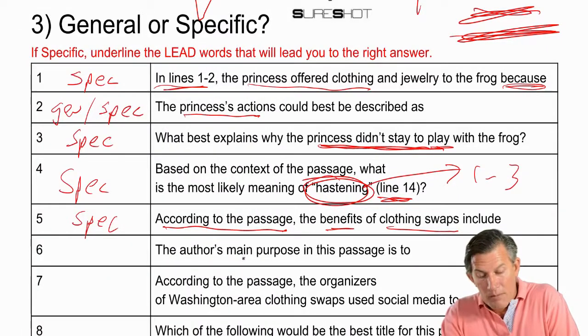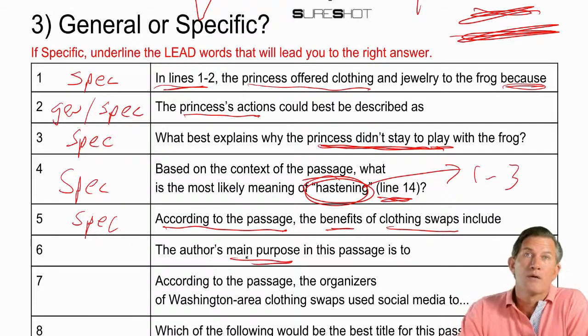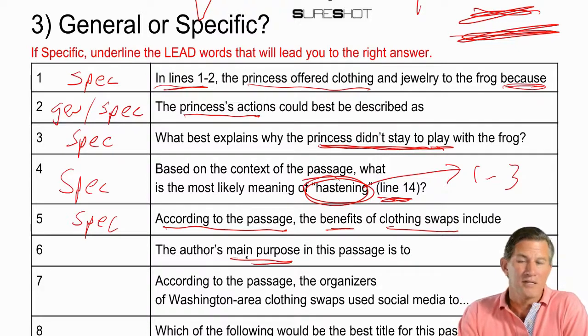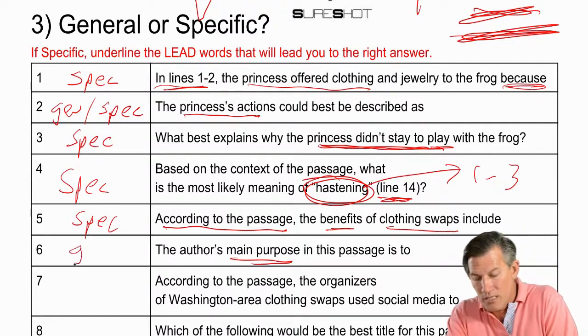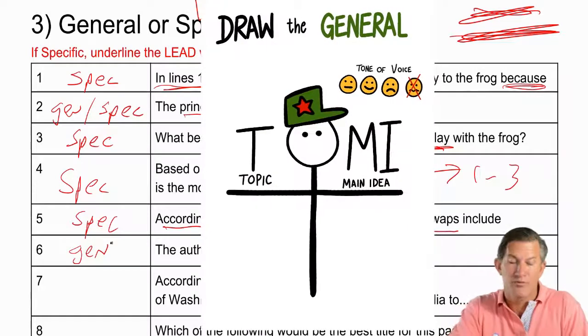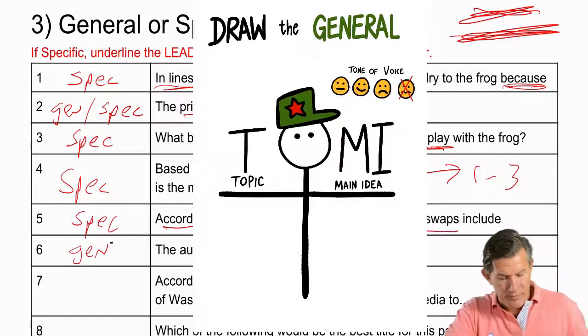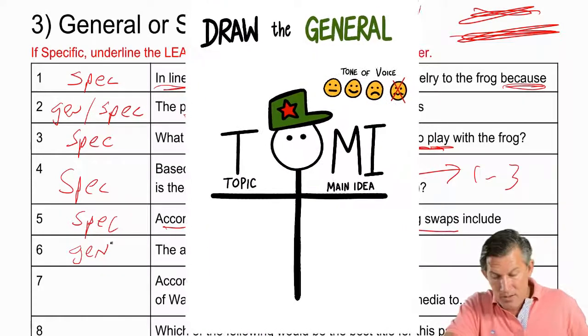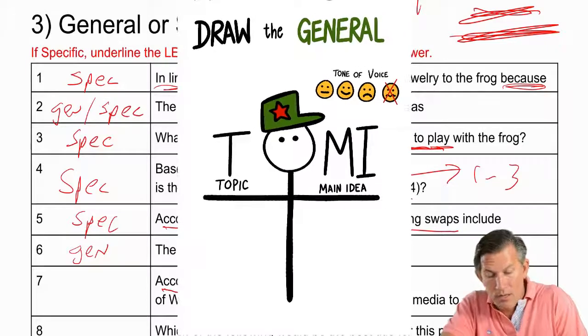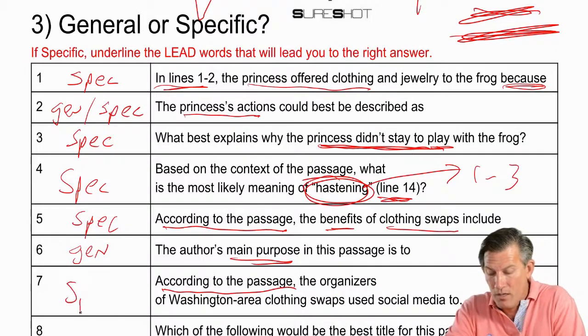The author's main purpose. Okay. What does main purpose sound like? It sounds like main idea. That's right. So it's in your general that you've drawn already after you read quickly, and now you're answering carefully. Okay? It does take time to answer. According to the passage. Has to be specific. Okay?